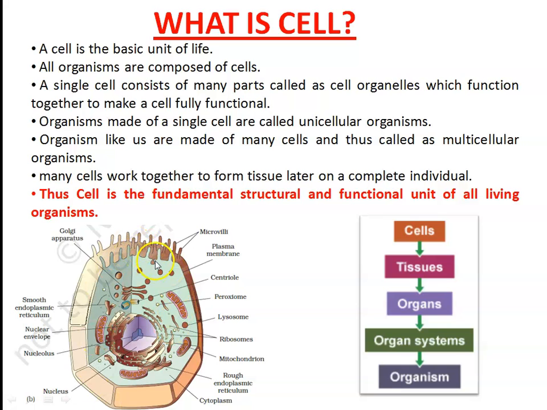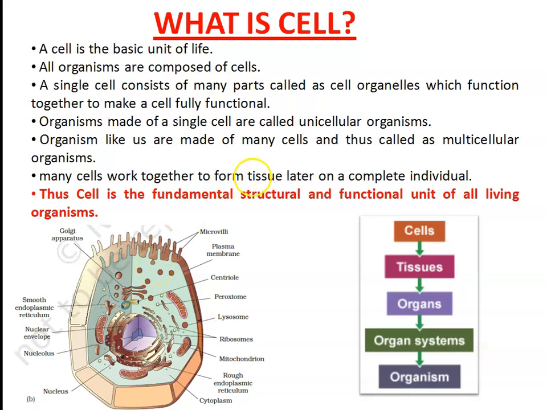Here you can see that this cell has a boundary, an outer line, and within the cell there are many parts, and these parts are called cell organelles. These cell organelles are capable of coordinating their functions altogether, and therefore a cell in itself can exist and survive independently. And therefore we say that a cell is the functional unit of all living organisms.